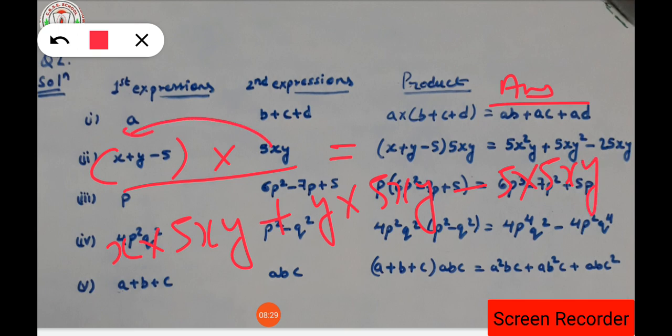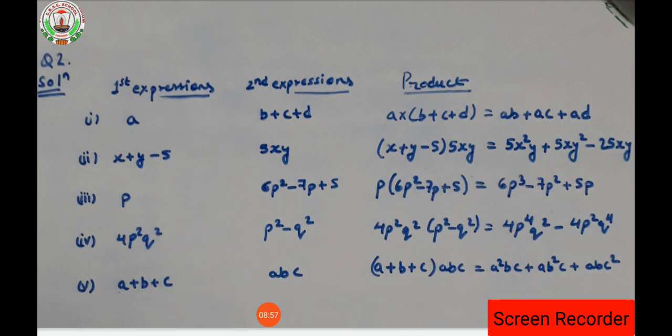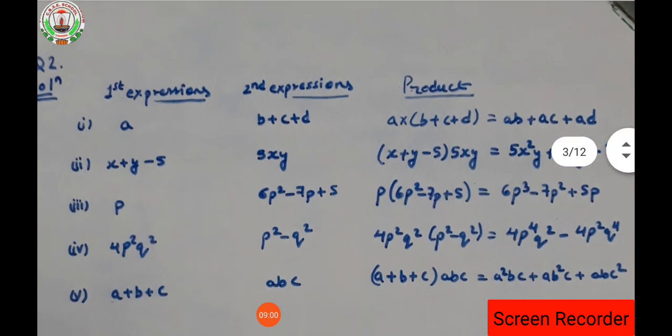Individually the 5xy will multiply with all the three terms inside the bracket. So 5, here 1 and 1 is there in the power of x, so it will become 5x square y, plus the second term is 5, power of y is 1, so 5xy square, minus 5 into 5 will be 25xy. So this result we are going to write in place of product. Clear everyone? Hope you people understood what I am saying.